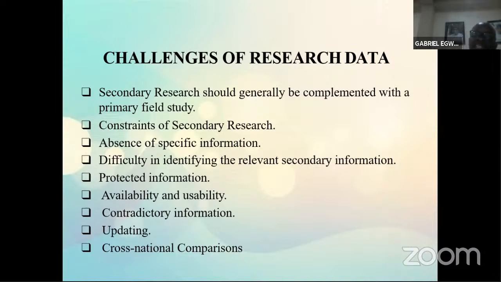There's also difficulty in identifying the relevant secondary information. Like I just said, 10 just came out now. Is it relevant? They have just confused me. So that's the difficulty.